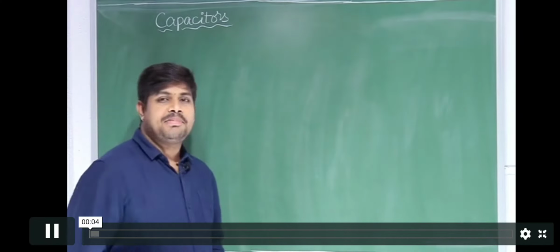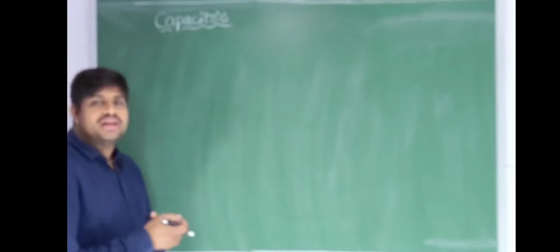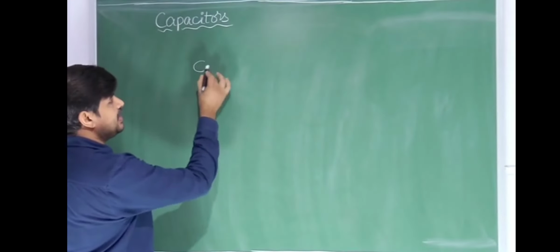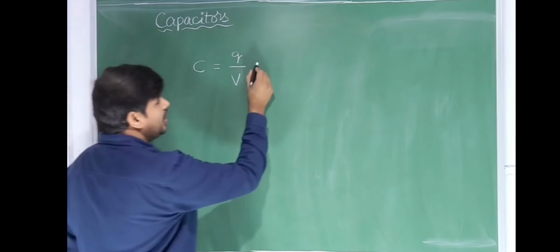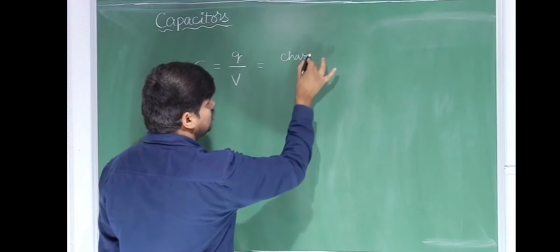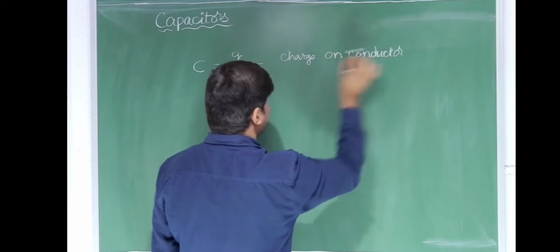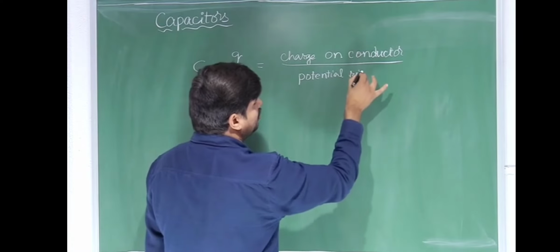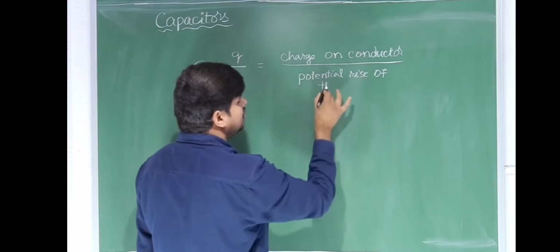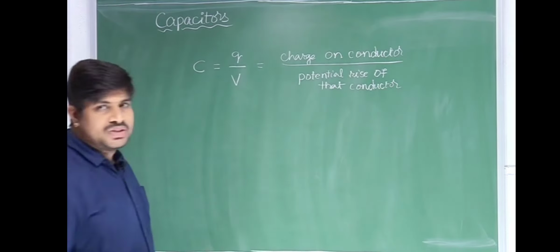We are doing capacitors. As you know, capacitance is a basic property of a conductor. Every conductor can hold electric charge on its surface. So capacitance C can be written as the ratio of the charge on the conductor to its potential rise. In this manner, we are able to write the formula of electrical capacitance for a single conductor.